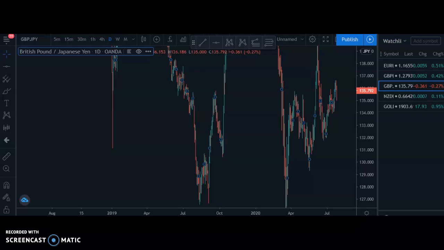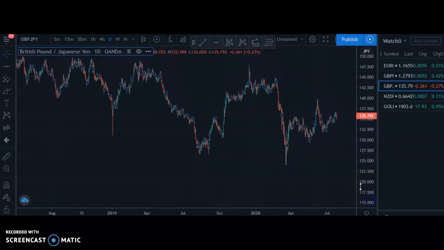So welcome everyone. We are looking at GBPJPY and we are going to analyze the market. We're going to do market structure analysis. We are doing the top-down analysis at this moment. Right now before me is Pound JPY.